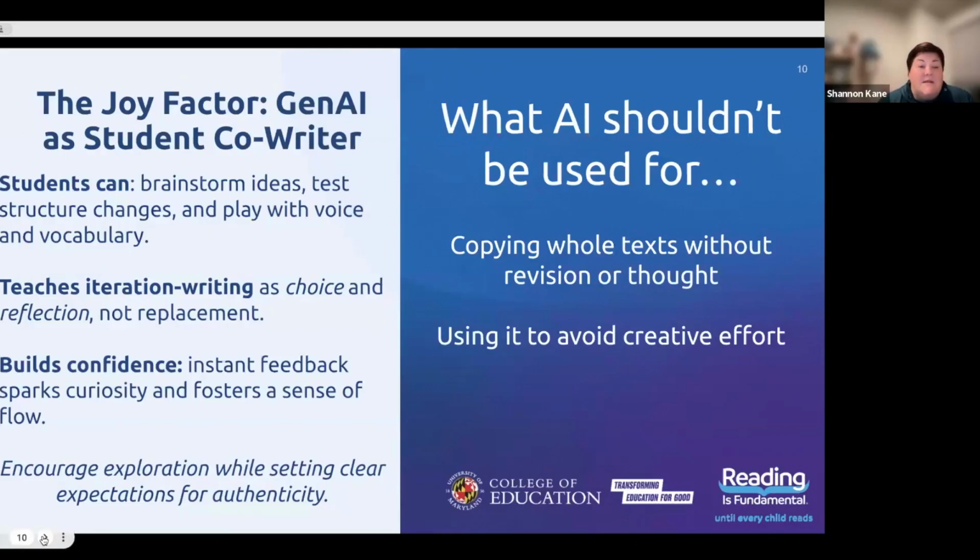So, ways that it can be used: students can brainstorm ideas, they can test structure, they can play with voice and vocabulary, right? So, we go through these lessons like experimenting with voice and changing tone. And then our students often just sit there because they don't know what to do, right? It's that paralysis by analysis, right? They either want to copy and mimic exactly what you did, or they're kind of lost, or maybe they're a little bit confused. But here's an opportunity to integrate the use of AI with our students, and all of a sudden I can play around and take some risks, right?